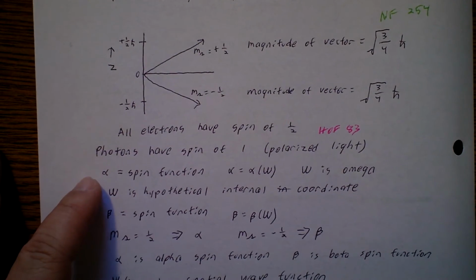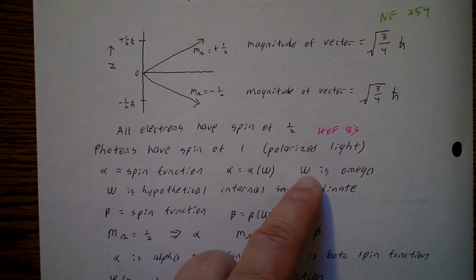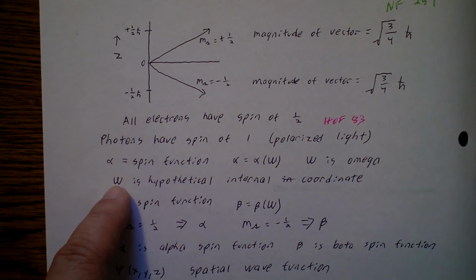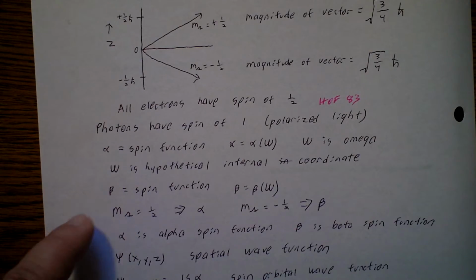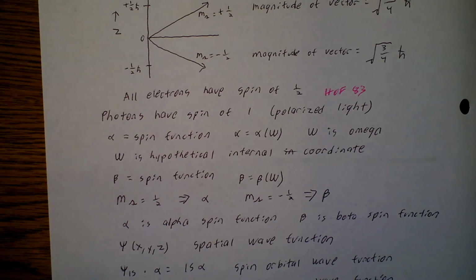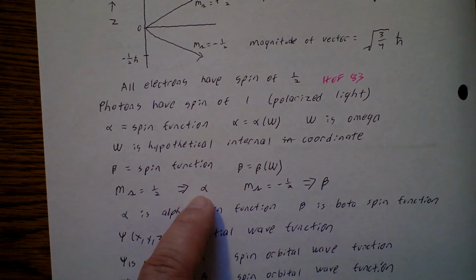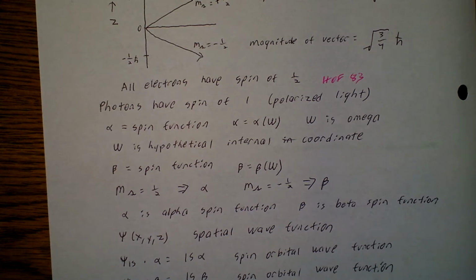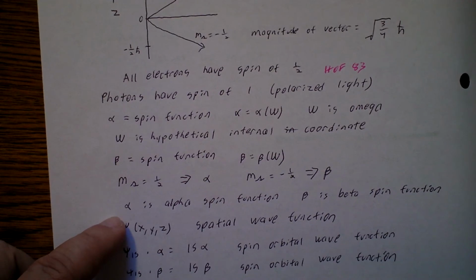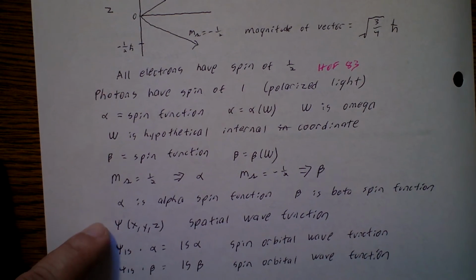So alpha would be the spin function, so alpha is a function of omega. Omega is the hypothetical internal coordinate. And then beta is the spin function. Beta is also a function of omega. So ms equal to 1/2 goes to alpha, and ms equal to minus 1/2 goes to beta. So alpha is the alpha spin function, beta is the beta spin function.